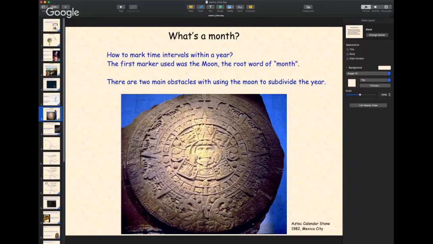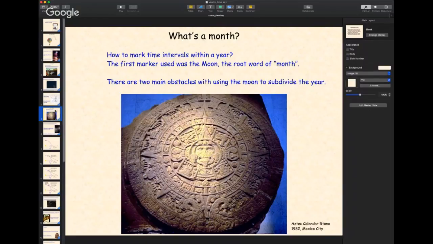And then a year's kind of a long time. And so people wanted shorter ways to break the year up, and so how to mark time intervals within a year. And so the first marker that was used was that big orb that appears to go around the Earth, known as the moon. And in fact, that's what the root word of month is, month, moon. That's why they're related, because the month can be based on the moon.